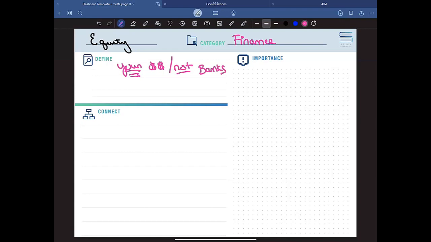Yeah. No, I feel like just making your own, because then you get to do all the colors and just make it your own. And hopefully adding the other things, the connection and the importance, helps it stick to your brain.